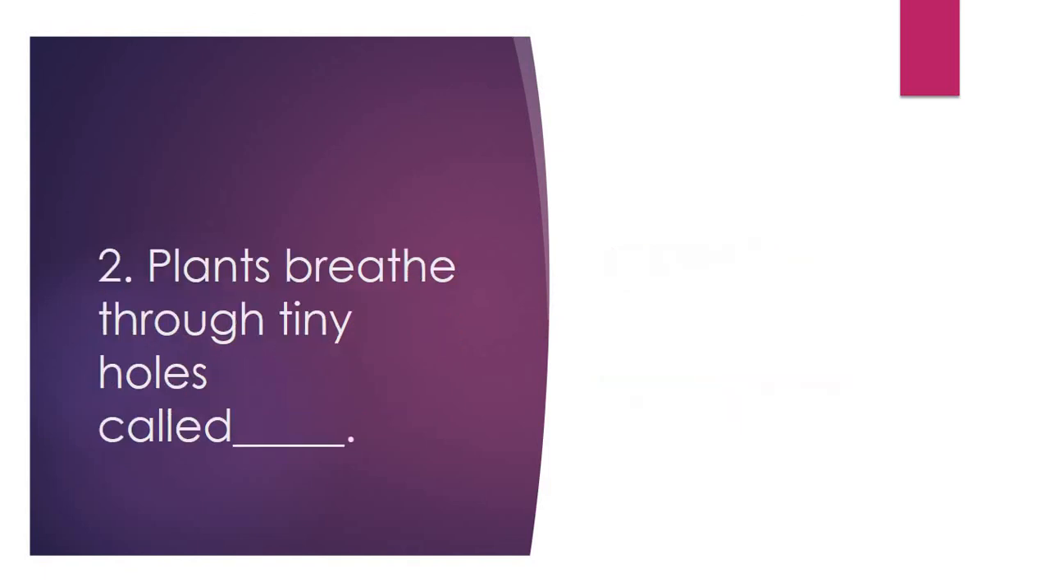Okay, moving on to the second one. Plants breathe through the tiny holes called dash. Now students, I don't think I have to give the answer for this. Why? You know that we have discussed this more than 2 times. So plants breathe through the tiny holes called, the answer is obviously stomata. So please write down the answer, answer number 2. Please don't write the question right now, just write the answers. Stomata. Plants breathe through the tiny holes called stomata. I hope you have written answer number 2 of question 2.